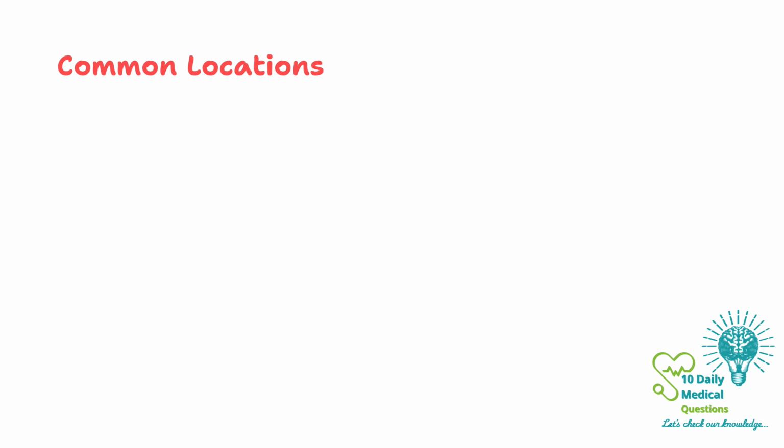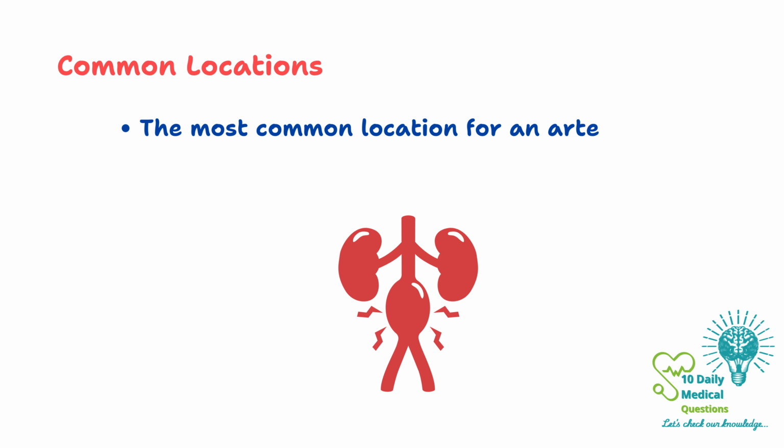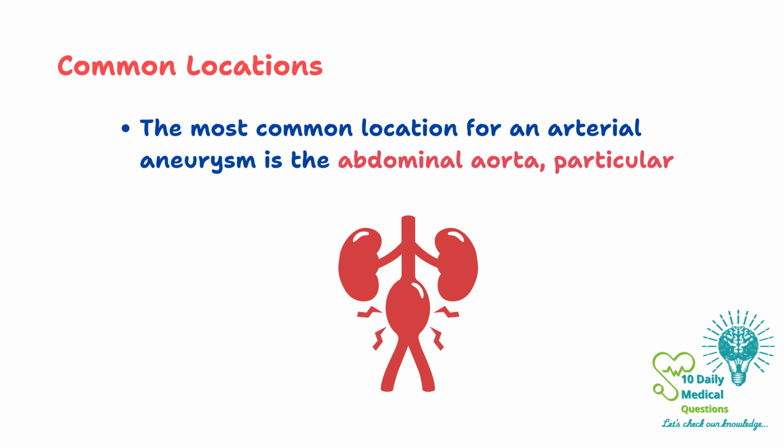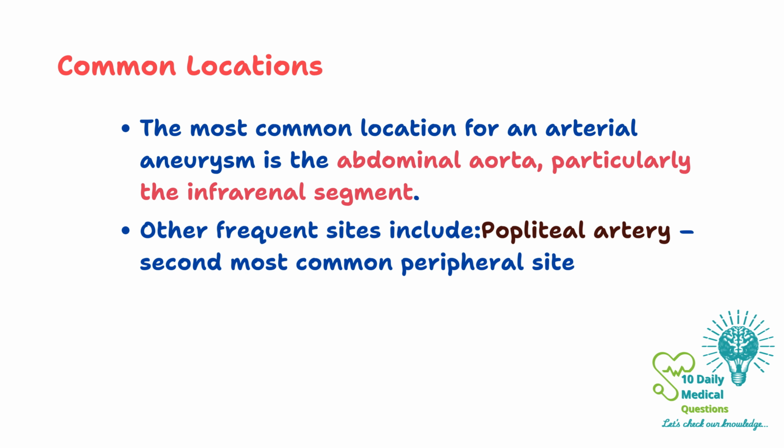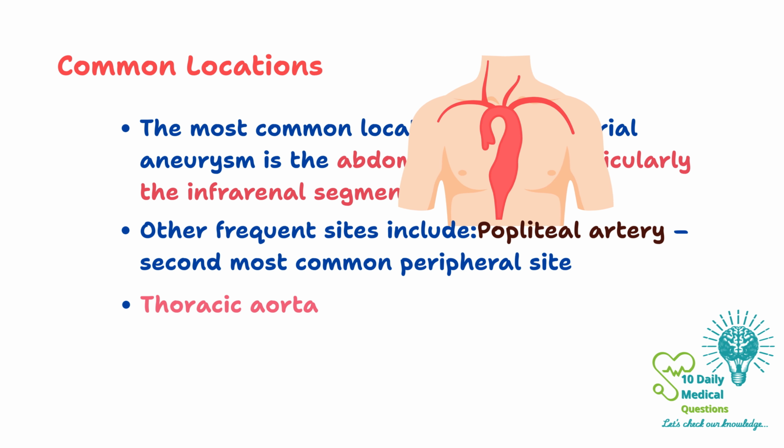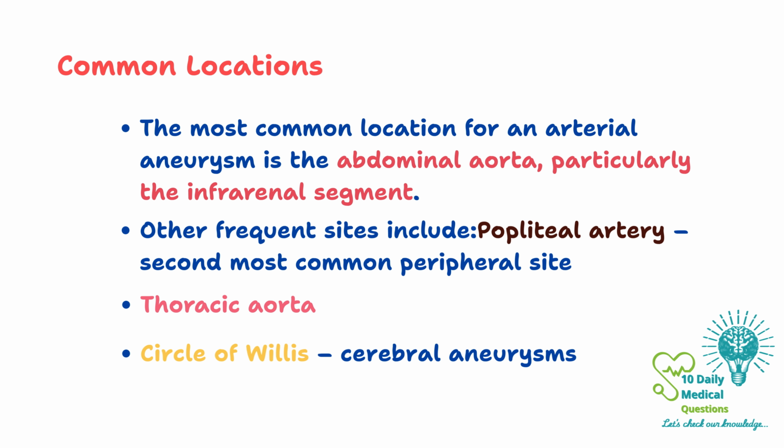Most common locations: the most frequent site of aneurysm formation is the infrarenal segment of the abdominal aorta. Other common locations include the popliteal artery, thoracic aorta, and the circle of Willis in the brain.